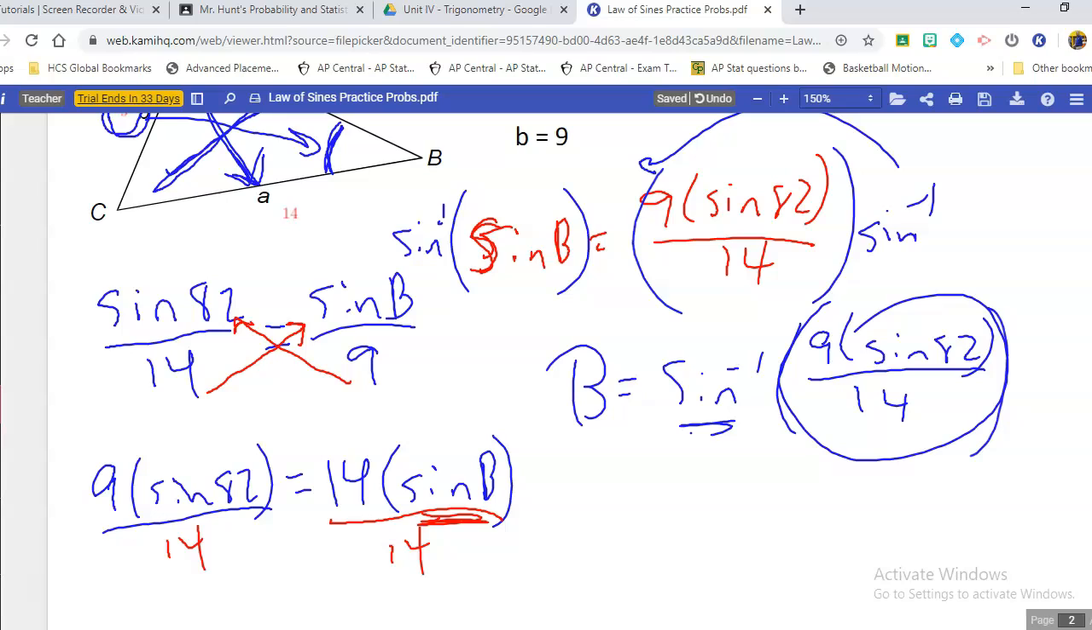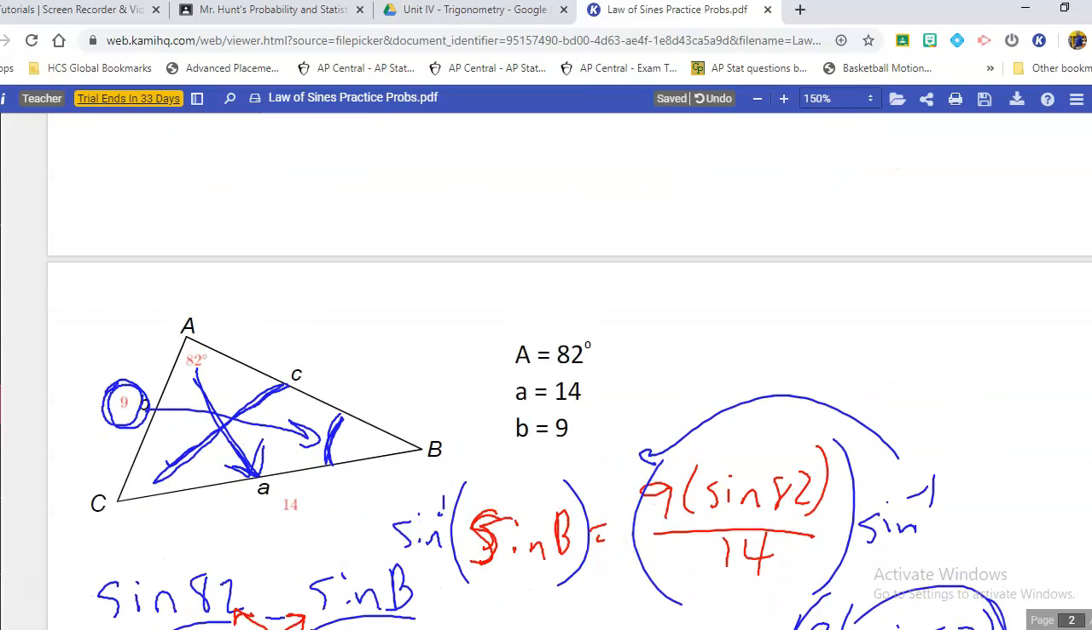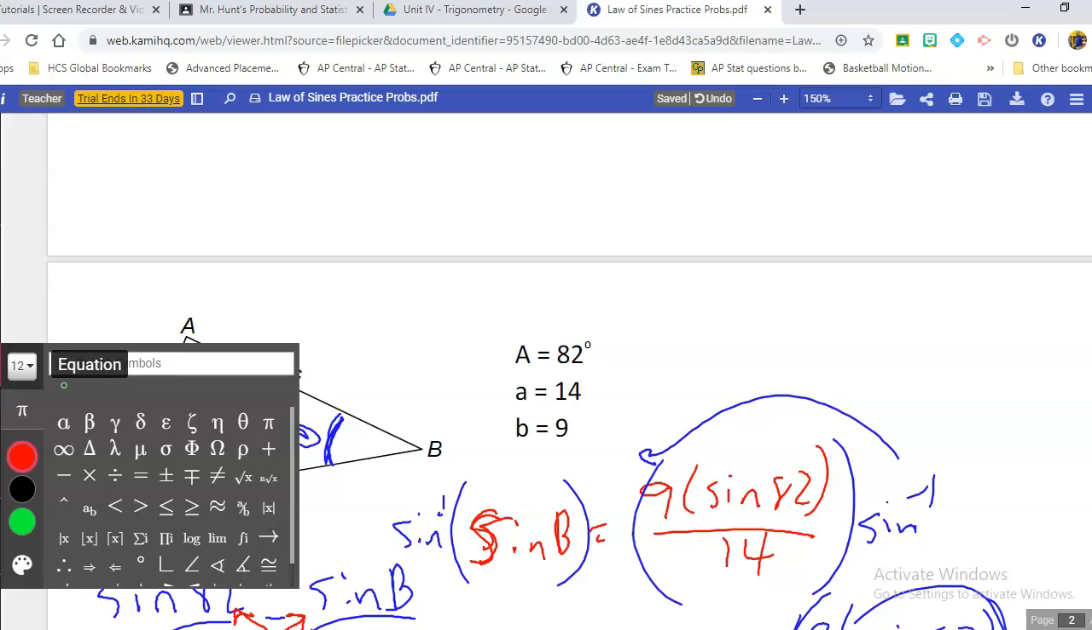your answer, and you will get that the measure of angle B is approximately 39.5. Now, that is the first step in solving this triangle. So we will take that information and we will punch it in up here, angle B, and we'll say that that's equal to 39.5 degrees.